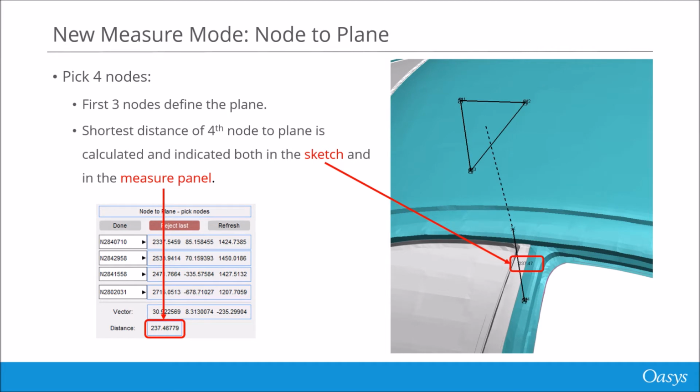Another new measure option that we've added is the measure node to plane option. So you select 3 nodes to define a plane, and then the 4th node is the node that you want to know the distance between that node and the plane. So that's then reported both on the screen and in the measure panel as well.